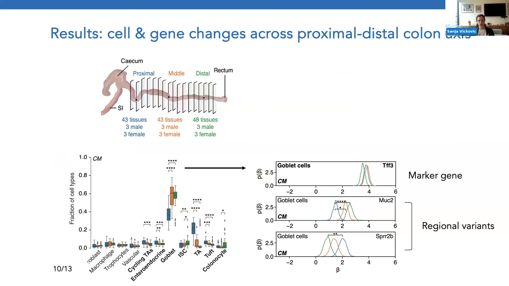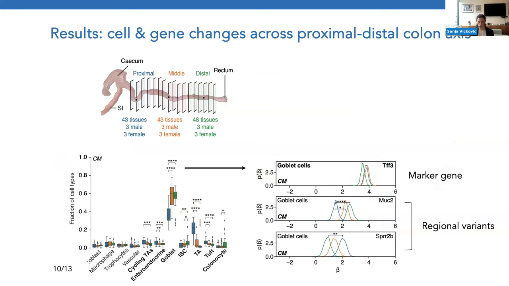I will now try to guide you how in practice these results look. Let's first focus on just the adult colon, a little bit more simple example to start with. What we did is we sampled around 40 sections from each part of the colon for 3 male and 3 female mice. What we did then, first, we deconvolved the single cell profiles.